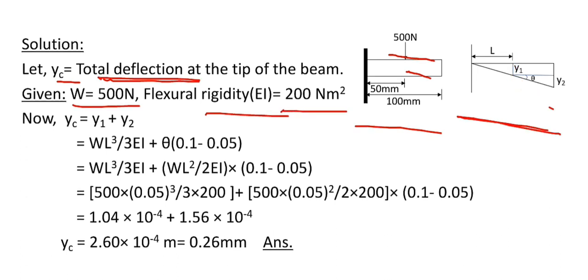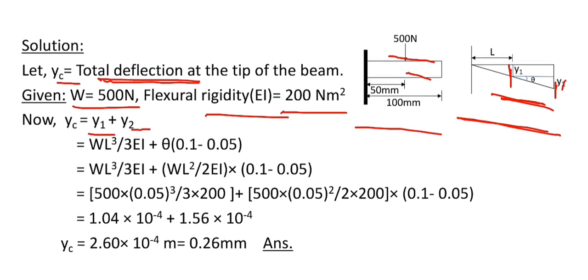Total deflection at the tip of the beam from this figure is equal to the sum of y1 and y2, where y1 is the deflection at the mid of the beam and y2 is this length, which is equal to theta into (total length 0.1 minus L), whose value is 0.05, where theta is the slope. And as you know friend, the deflection of a cantilever beam is equal to omega L cube divided by 3 EI, and the slope of a cantilever beam is equal to omega L square divided by 2 EI.